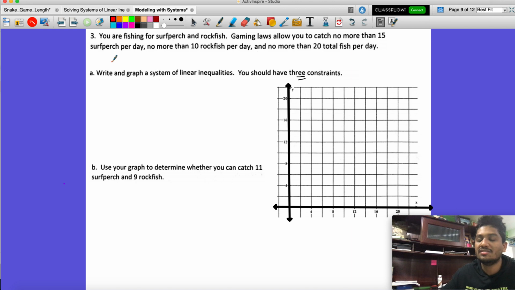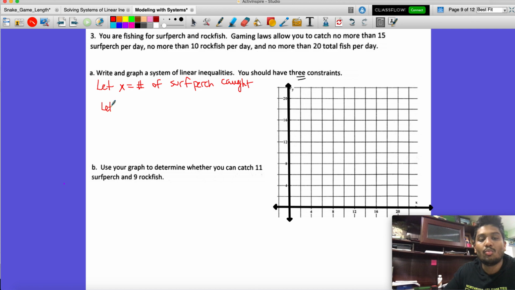First of all, we need to establish some variables. So rather than writing that weird fish's name, we're going to just use some variables here. So what does x equal? Now we can't just write surf perch any more than that. Is it how much they weigh? Is it the color of their eyes? Is it the amount that we're trying to catch? Is it the cost? So here we're literally trying to figure out, okay, it says that we can't catch more than 20 of them. We're allowed to catch a certain amount. So this is going to be the number of surf perch caught.